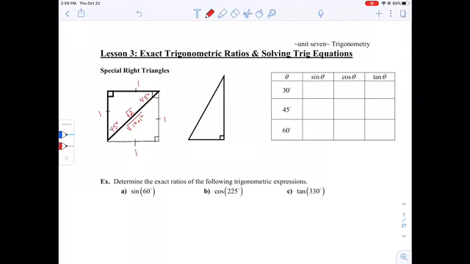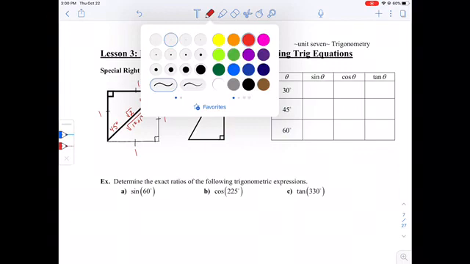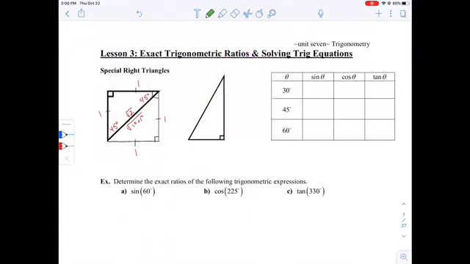So now if I look at that triangle, let's find the sine, cosine, and tangent. Let's try and find the trig ratios for those specific angles. In this particular triangle, we've got the angle 45 degrees.